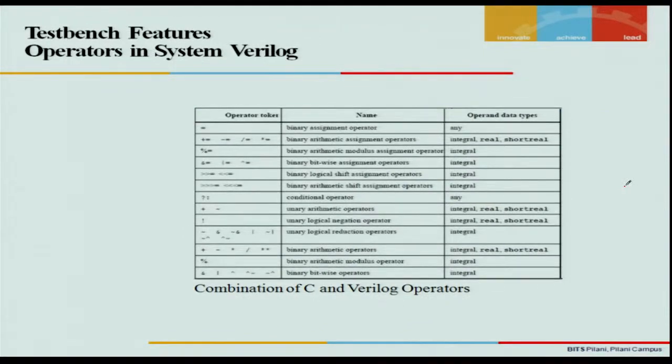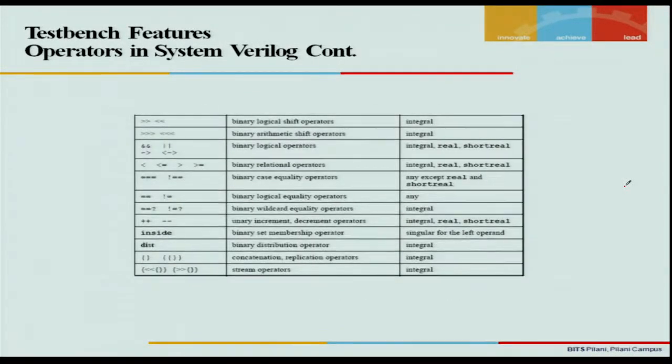Now SystemVerilog provides a good combination of C and Verilog operators. You can see that there are lots of operations like binary, unary, then you have logical, relational, then shift operations. So you can see that there's a complete list of operators in SystemVerilog. So there are relational operators, there are plus plus minus minus operators, then there are stream operators and concatenation operators. These are all taken directly from Verilog and being used here.